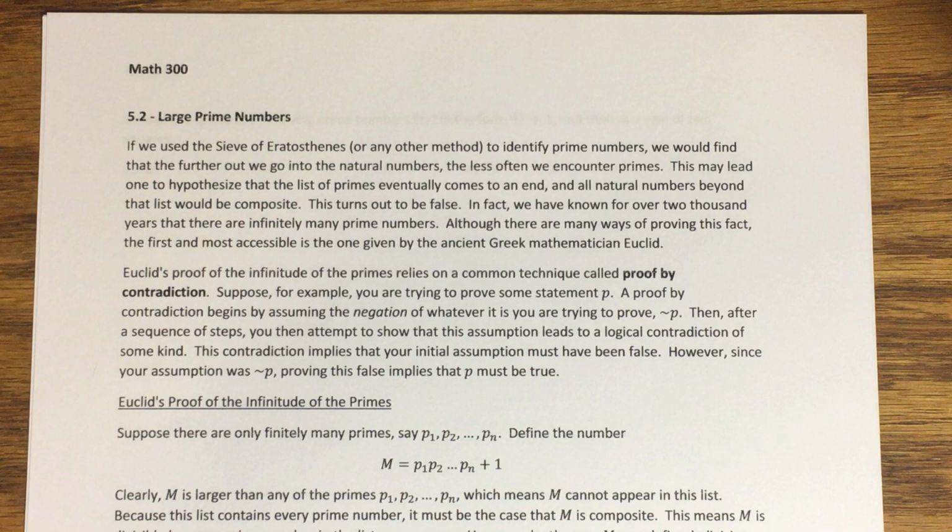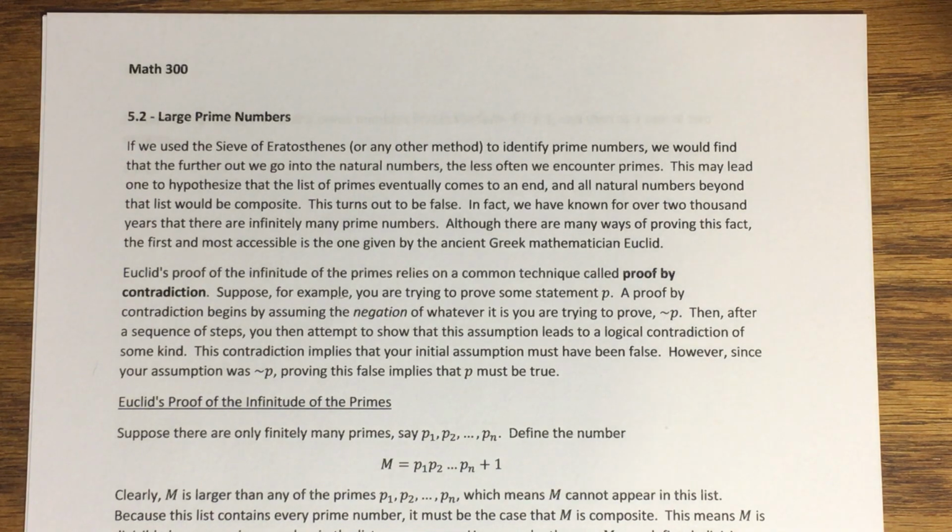But something that happens is if you continue that process well beyond the number 100 and keep searching for prime numbers, the further out you go in the natural numbers, the less frequently you encounter primes. And that may lead you to the assumption that eventually there comes to be an end of that list of prime numbers, and then everything beyond that is a composite. And that turns out to not be true. Even though you encounter prime numbers less and less frequently the further out you go, we can actually prove that there's an infinite number of primes regardless of that.